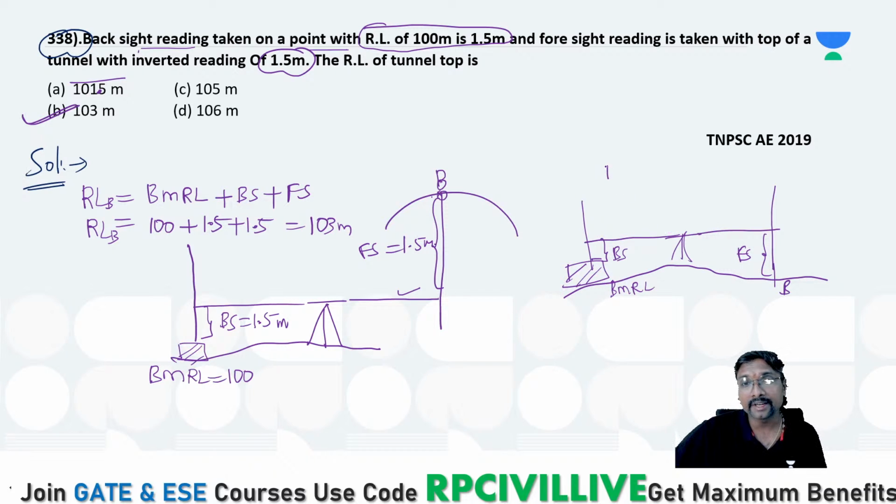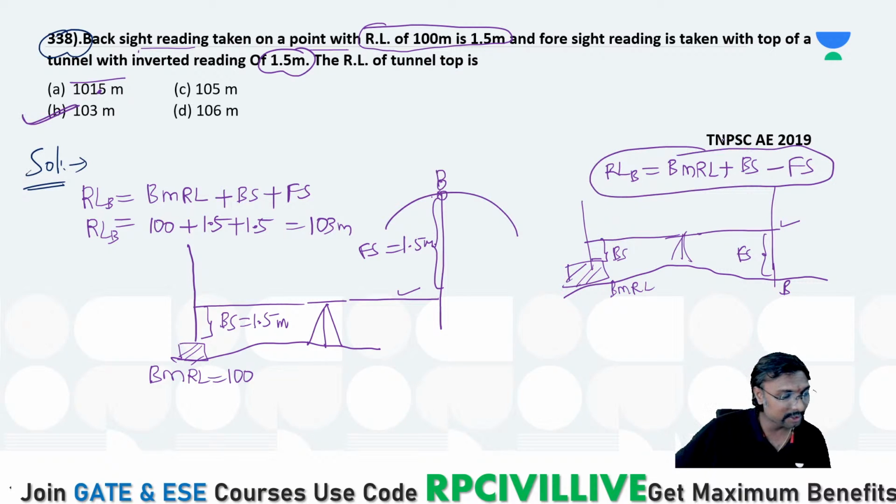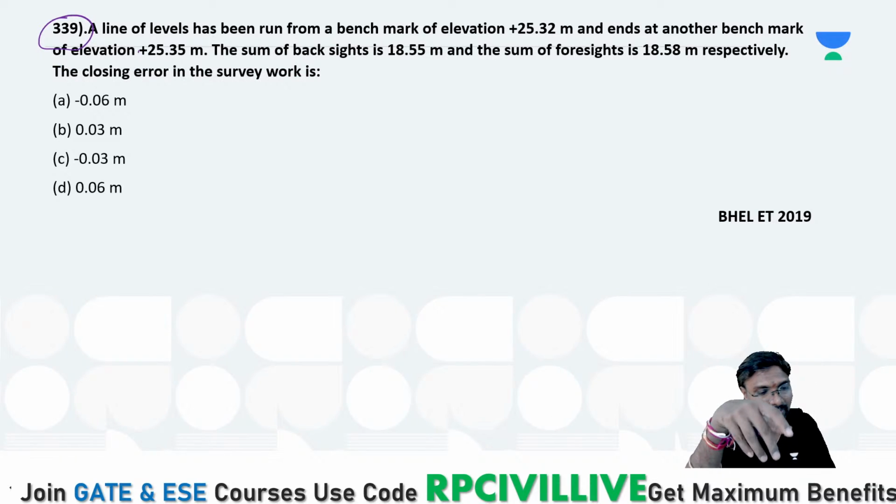The reduced level of this B is equal to the benchmark reduced level plus backside, right? But plus backside will go up to this point, and we want to deduct this now, so minus foresight we have to make it. Okay, is that clear now? Without inverted staff reading, we just have to take minus here instead of plus. Okay, you have to be careful. Select the answer for this 339 question, everyone.